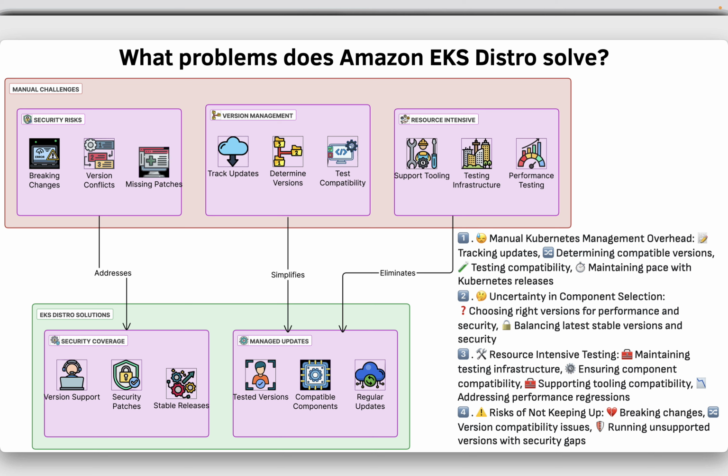You likely either don't perform these tests or take on significant effort and expense to keep up with the Kubernetes version release lifecycle. A new Kubernetes release is announced every 3 to 4 months, with critical security patch support provided only for the 3 latest versions. If you are unable to maintain pace for testing and qualifying new versions, you risk breaking changes, version compatibility issues, and running unsupported versions of Kubernetes lacking critical security patches.